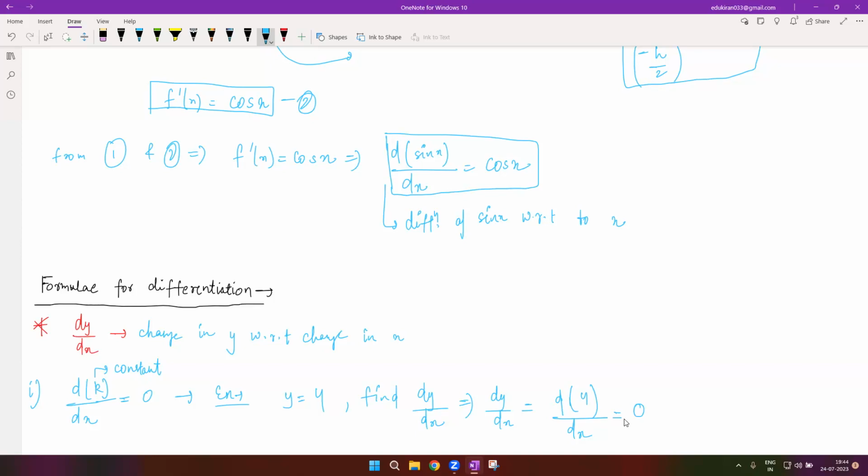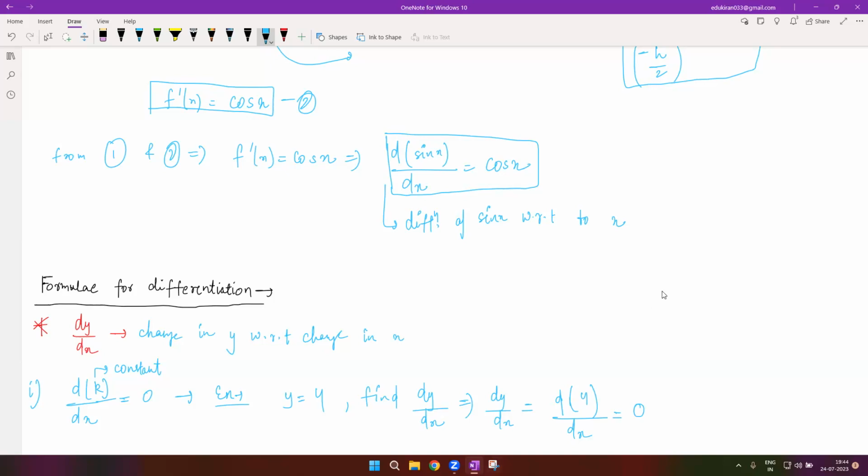So if we are finding out the differentiation, we are basically finding out the change in y or the change in output with respect to change in input. If a function is constant, it means that if you change your input, there is no impact on output. Y is equal to 4 में आप x को कुछ भी रखो, you put anything in place of x, there is no change in y is equal to 4.